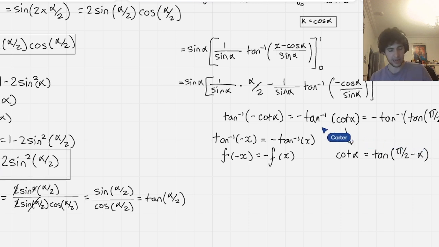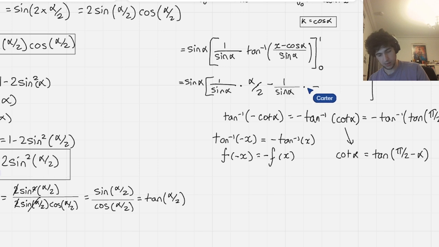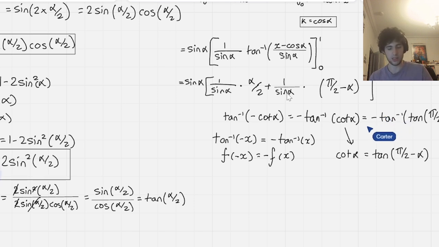So if I clean up what I had in the line above, then this just becomes multiplied by minus, pi over 2 minus alpha. And these two minuses can combine to make a plus. So I can just get rid of them both. It gives me plus 1 over sine alpha times pi over 2 minus alpha. So now we're in a position to evaluate this.